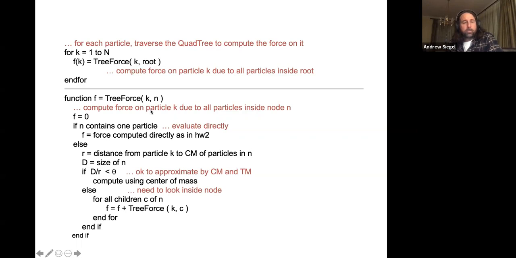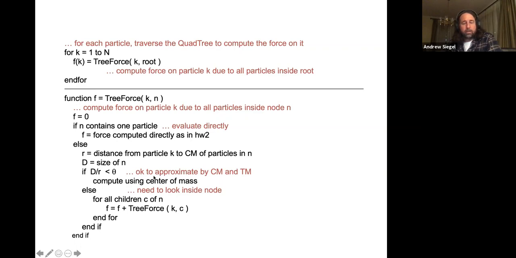And the way tree force works is, the node that you are calling it on is going to be called recursively, so it won't just be called with root. But if the node you're calling it on contains just one particle, then you're just going to compute the force directly as in homework 2. So if root literally had 2 particles in it, one other one, then you would just do this and you'd be done.